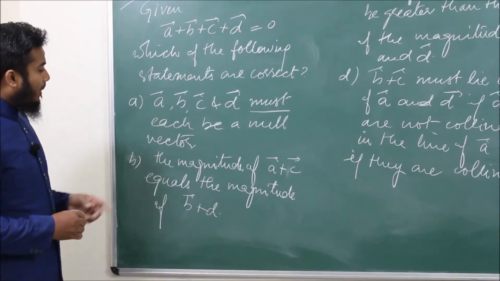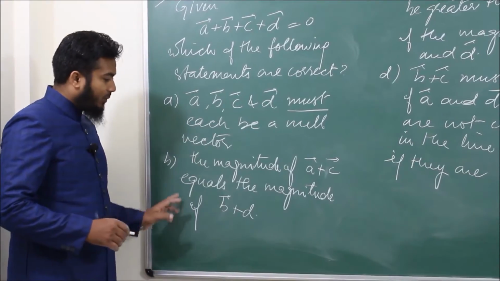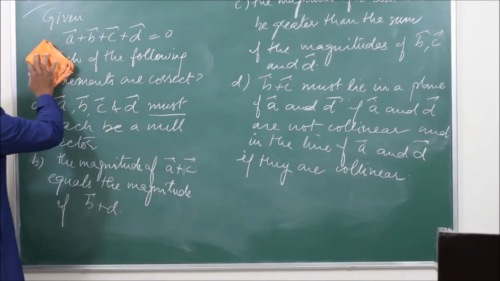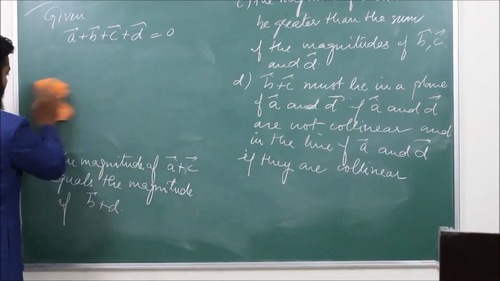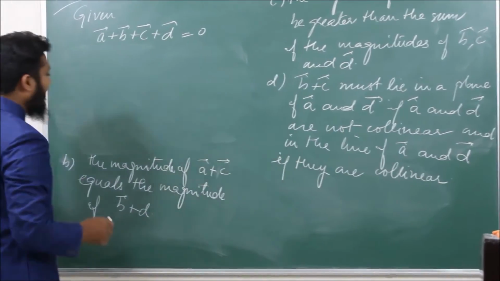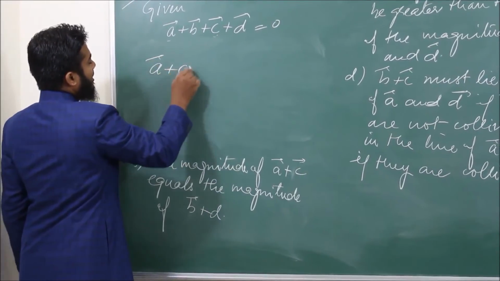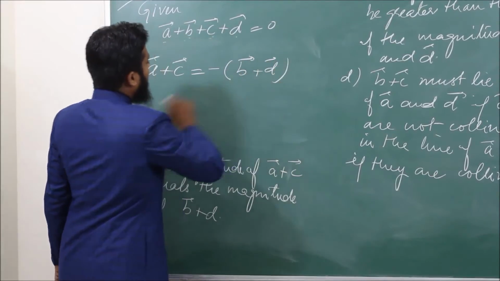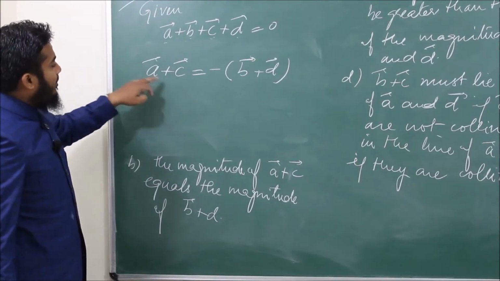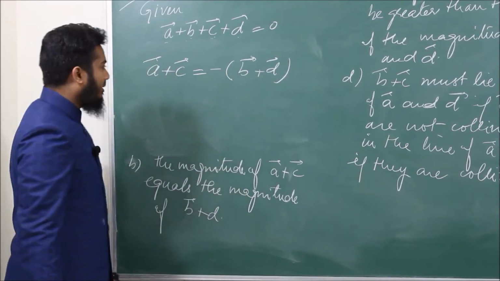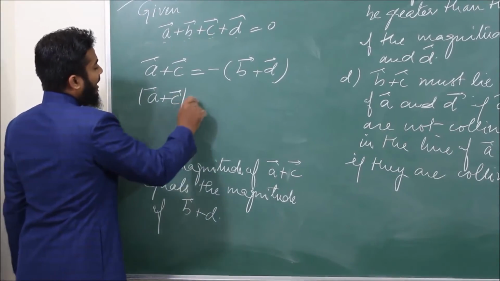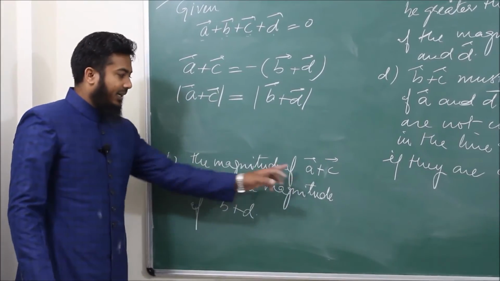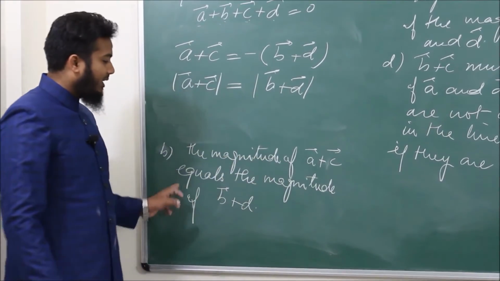Next, the statement is that the magnitude of A plus C equals the magnitude of B plus D. That's very simple to visualize. Let's see, we have been given this statement. Then I can always write that the sum of these 2 vectors, A plus C, is equal to minus (B plus D). From the statement given to us, A plus C will be equal to minus (B plus D). That means the magnitude of A plus C will be equal to the magnitude of B plus D.